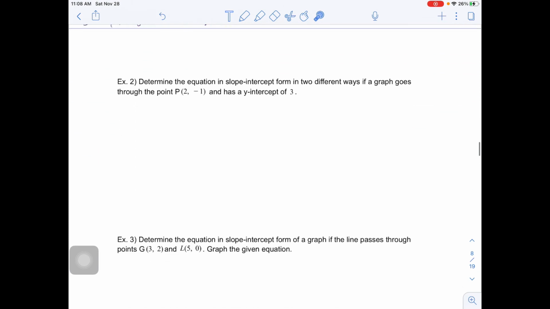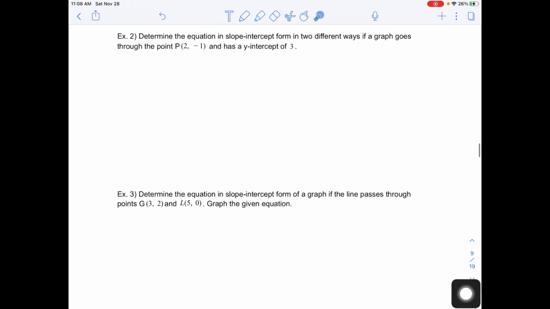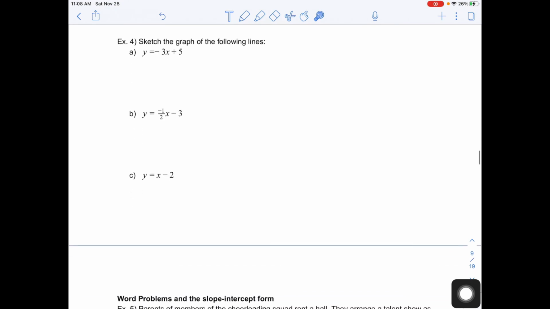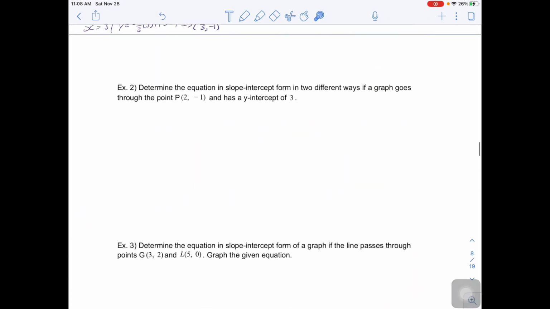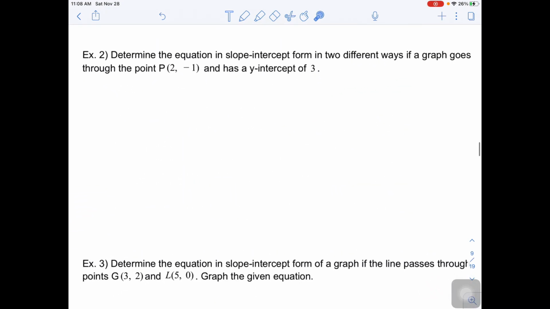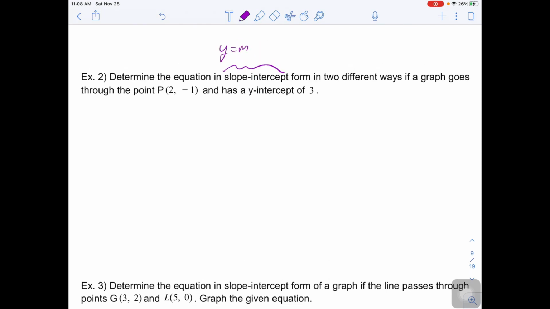Let's see some more examples where sometimes we're given certain information that we have to figure out on our own. Okay, so for this one, example 2, determine the equation in slope-intercept form. So remember, slope-intercept form is where we're given slope and we're trying to find the y-intercept. In two different ways, if a graph goes through point P (2, -1) and has a y-intercept of 3.